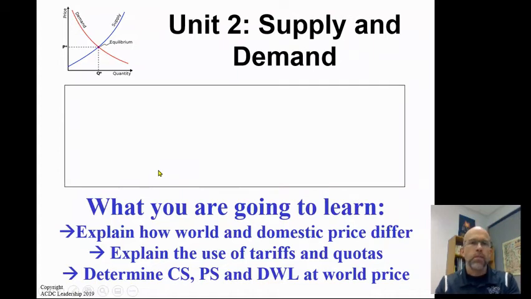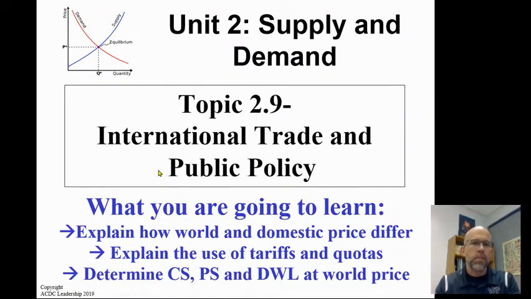Hello, everyone. Welcome to the final topic of Unit 2. This is topic 2.9, International Trade and Public Policy. Today, you're going to learn about the world and domestic price and how they differ. You should be able to explain the use of tariffs and quotas and what they are, and also be able to determine the consumer price, the consumer surplus, the producer surplus, and the deadweight loss at the world price.